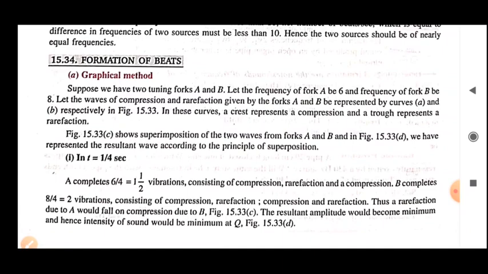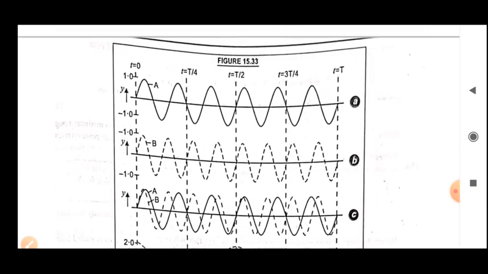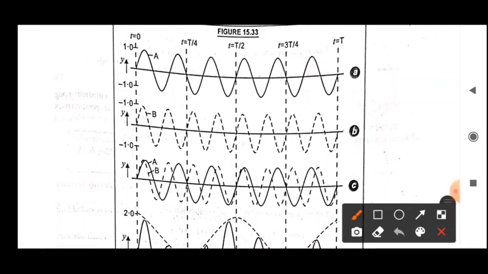Again in figure 15.33 C, we have the superposition of the two waves from fork A and B, and we have represented the resultant wave according to the principle of superposition. Let's see that here: when these two waves mix up, they start to form this kind of resultant wave, because they have different frequencies, so they mix up in this way. You can also see that at every position the difference in frequency is obtained between the waves.